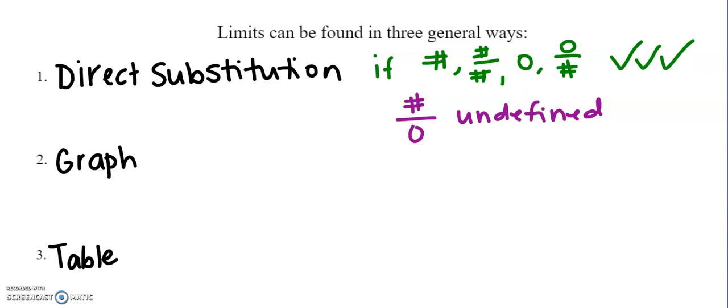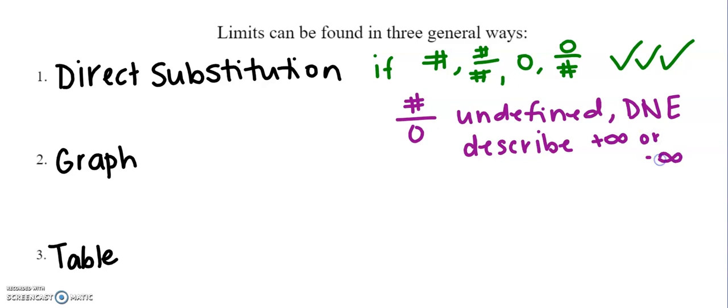No, we don't. So we would say that this is undefined. You could write that as DNE, the limit does not exist, Mean Girls style. But then we could describe the behavior. The thing is, if we divide by 0 on a graph, we would see a vertical asymptote, which means that our function is either going to go up to infinity or down to negative infinity.